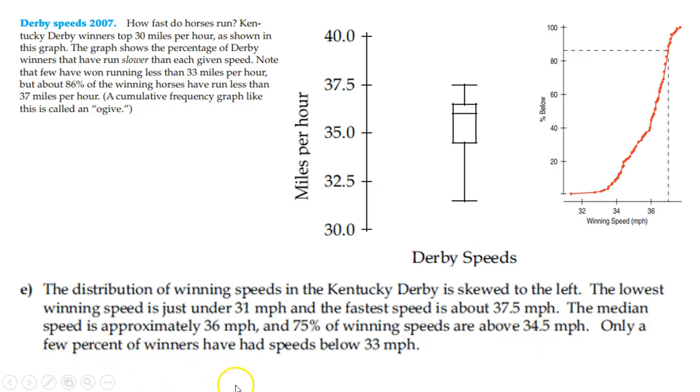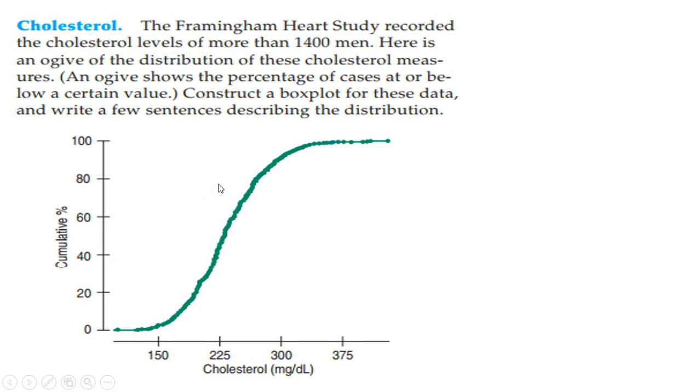Only a few percent of winners have had a speed below 33. Only a few. And think about it, who knows when that was, right? Or what happened to the horses during that time frame. So let's take a look at this one.